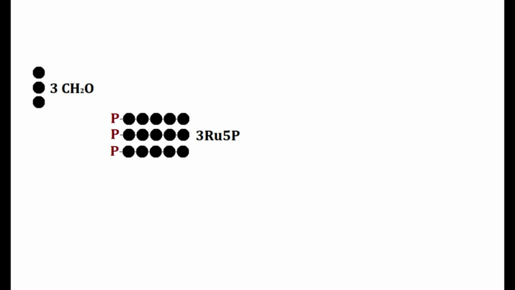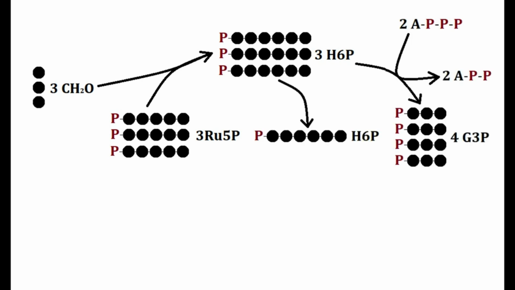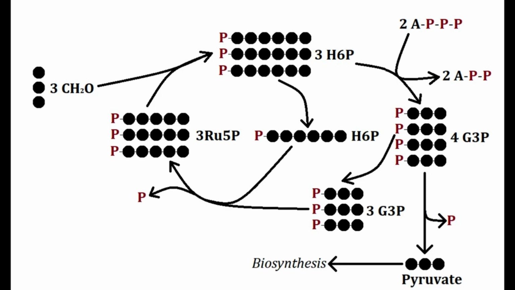In the RuMP cycle, 3 formaldehyde are reacted with 3 5-carbon ribulose 5-phosphate molecules to form 3 6-carbon hexulose 6-phosphate molecules. 2 ATP molecules are then reacted with 2 of the hexulose 6-phosphates to form 4 3-carbon glyceraldehyde 3-phosphates. One of these is dephosphorylated to become pyruvate and fed into biosynthesis pathways, while the other 3 are reacted with the hexulose 6-phosphate to regenerate the 3 ribulose 5-phosphates for the next turn of the cycle.